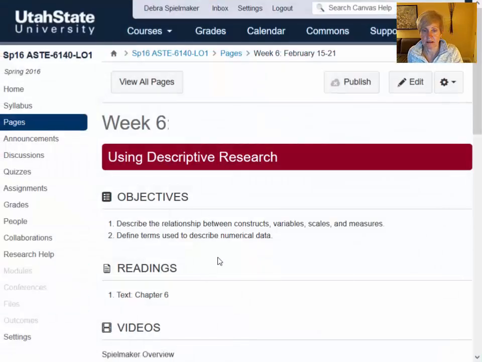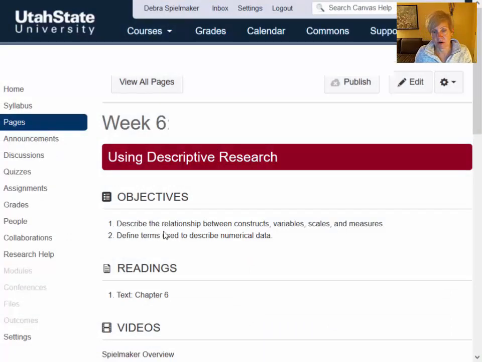Okay, a couple of things then for this week. So here are the objectives. Again, describe the relationship between the constructs, variables, scales, and measures. And of course, you're going to have to know all the other definitions in between to be able to describe those. Define the terms used to describe the numerical data that becomes statistical data when we're looking at research.